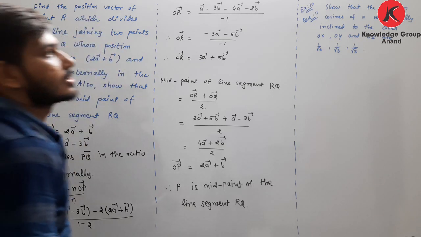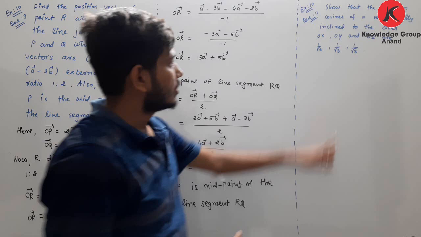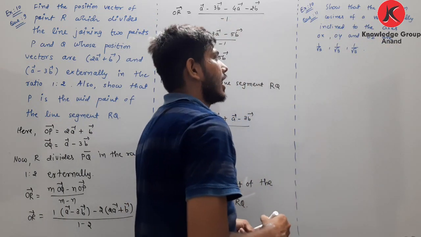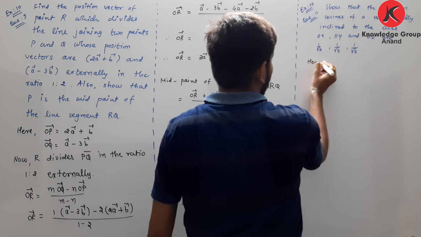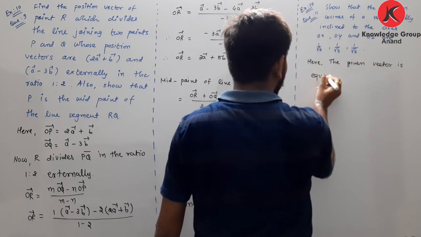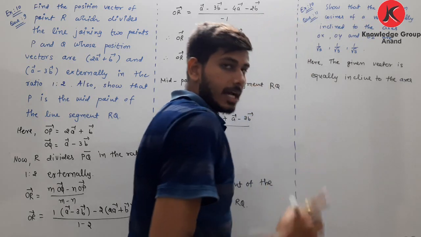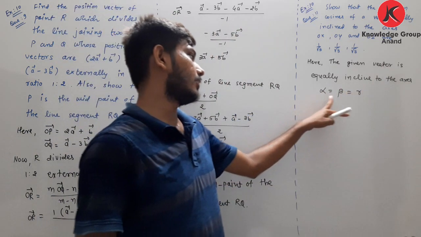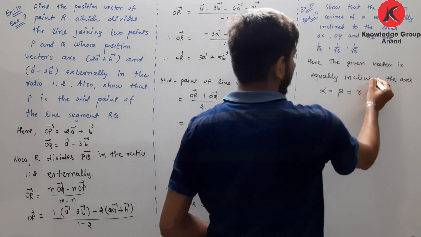Question number 11, exercise 10. Show that the direction cosines of a vector equally inclined to the axes OX, the positive x-axis, OY, the positive y-axis, and OZ, the positive z-axis, are 1 by root 3, 1 by root 3, 1 by root 3. See here, the given vector is equally inclined to the axes, therefore the angle made by this vector with the positive direction of the x-axis is alpha, the y-axis beta, and the z-axis gamma. Alpha equals beta equals gamma.